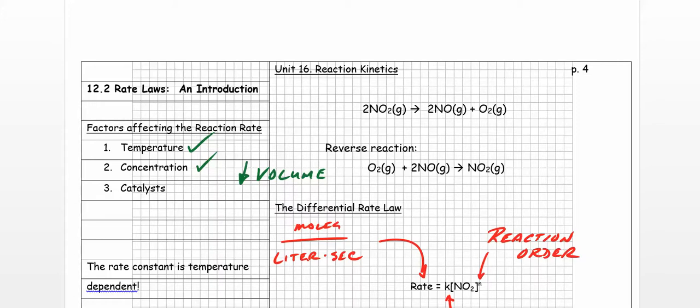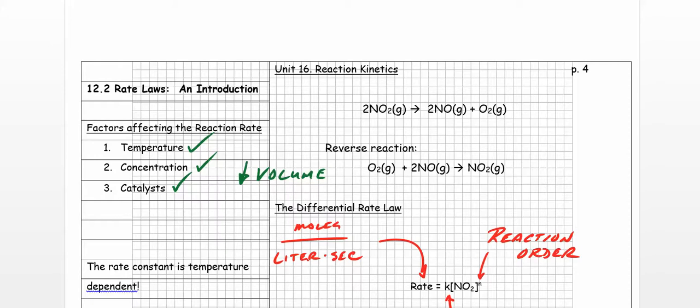And the last one we want to talk about is catalysts. And we'll just mention it here. We'll talk a lot more in detail about catalysts later. They create an alternate pathway for the reaction by lowering the energy of activation. But they also effectively increase the reaction rate. So there you have it. Temperature, concentration, and catalyst. 3 things that increase the rate of the reaction. All right. So now let's move on.